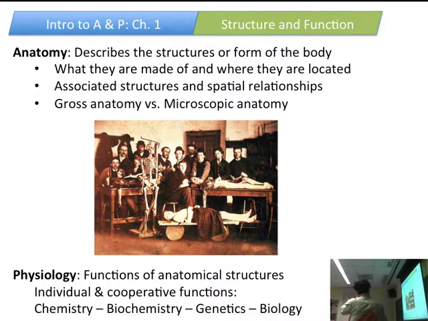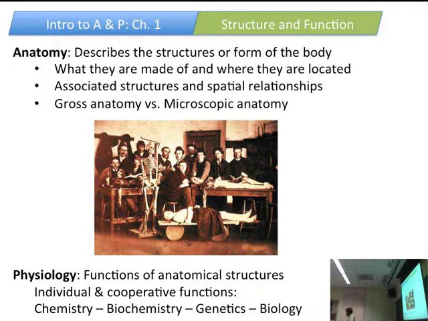What is anatomy and physiology? Anatomy is simply the structures of the body. What are they made of? Where are they located? And importantly, what are the salient relationships? So the anatomical relationships. In the lab, I'm going to have you say, point A, tell me what this thing is, or point B, tell me what that thing is. And most of the time, it's going to be fairly obvious what I'm asking. Hopefully, this is the liver, what have you.